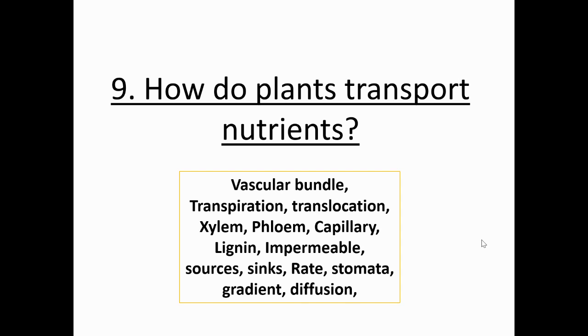And your keywords for today's lesson are vascular bundle, transpiration, translocation, xylem, phloem, capillary, lignin, impermeable, sources, sinks, rate, stomata, gradient, and diffusion. Wow, it's quite a lot there. I suppose the new ones for a lot of you will be translocation, very similar to transpiration.